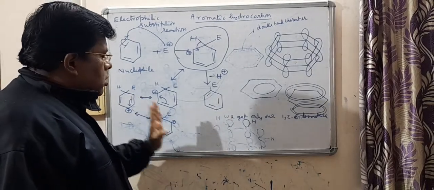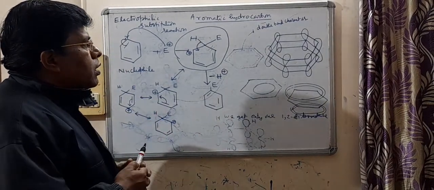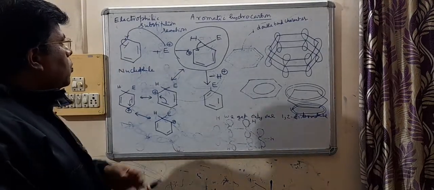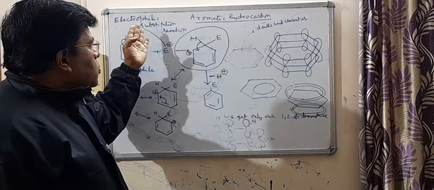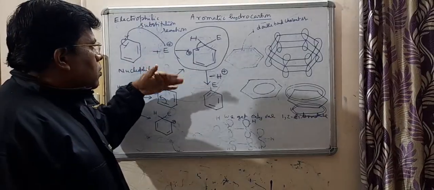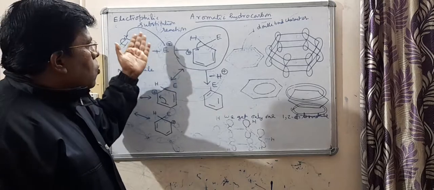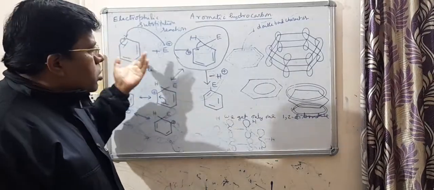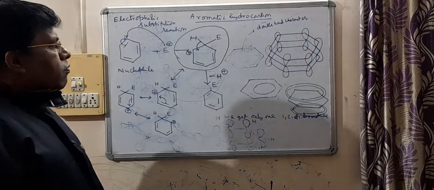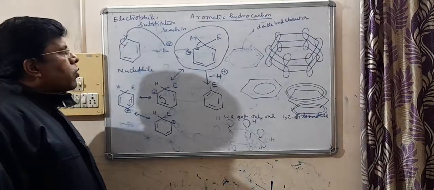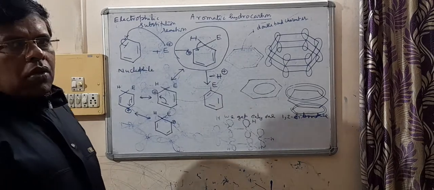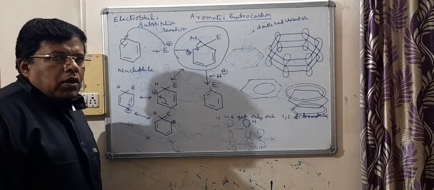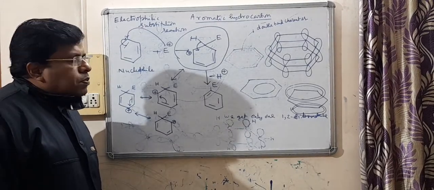So this much we'll do today. In the subsequent video, I will be telling you about different types of electrophilic substitution reactions of benzene. One is called halogenation, one is called nitration. We'll discuss sulfonation. We'll discuss Friedel-Crafts reaction. Friedel-Crafts reactions are of two types: Friedel-Crafts alkylation and Friedel-Crafts acylation, and so on. So this much for now.